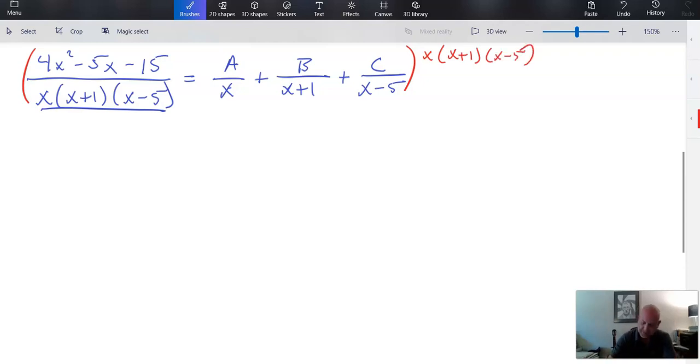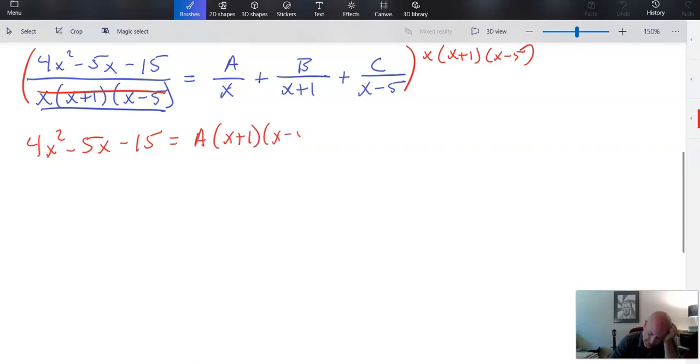Just so I have it there for reference. Okay, so this whole denominator will cancel. So we got 4x squared minus 5x minus 15 is equal to, well, here the x will cancel. So it's a times x plus 1 times x minus 5. And then here the x plus 1 cancels. So this is plus b times x minus 5. And then here the x minus 5 cancels. So this is c times x plus 1.